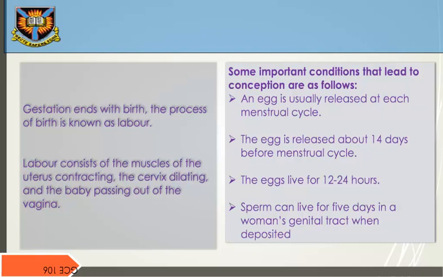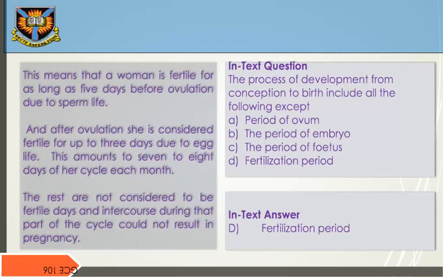Sperm can live for 5 days in a woman's vaginal tract when deposited. This means that a woman is fertile for as long as 5 days before ovulation due to sperm life, and after ovulation she is considered fertile up to 3 days due to egg life. This amounts to 7 to 8 days of a cycle each month. The rest are not considered to be fertile days, and intercourse during that part of the cycle could not result in pregnancy.